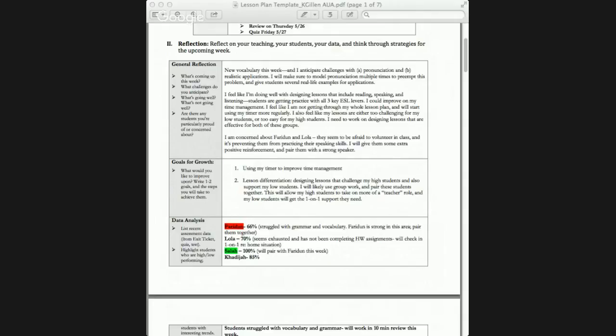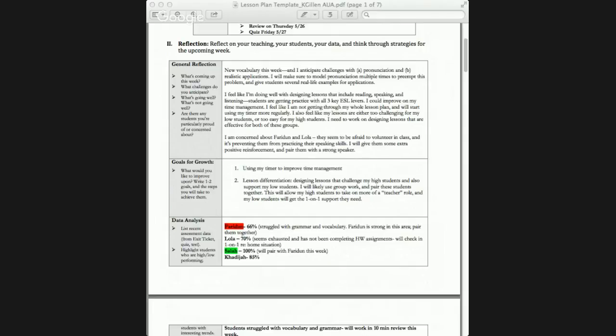Here I just wrote a little bit about what I'm doing well and what I'm not doing well. That's just a great way to focus your own instruction for that week. Here I am really struggling with time management. I'm planning lessons but not getting through anything. A strategy I'm going to use to preempt that problem is to use my timer more regularly.